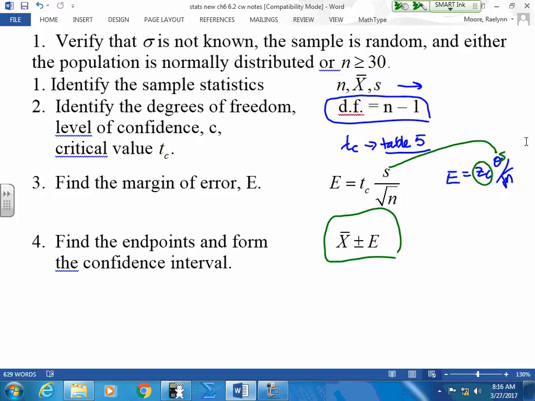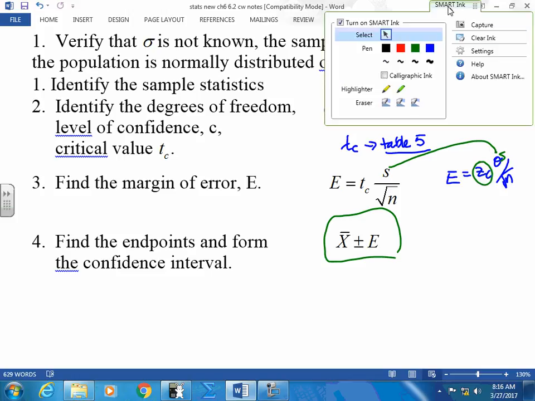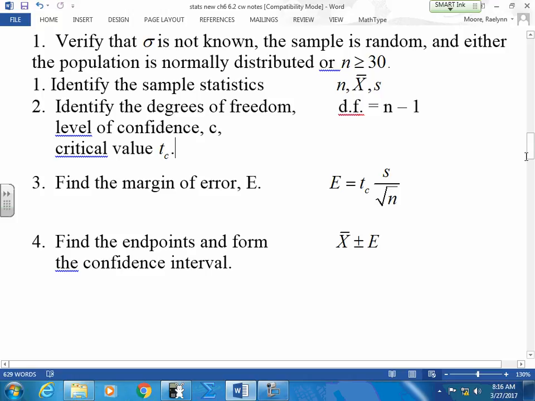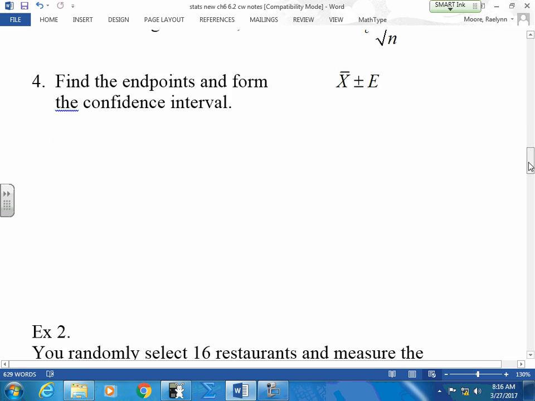We build the interval the same exact way: x̄ plus or minus my margin of error. We'll walk through this, and then I'll walk through a calculator step as well. That's how easy this is. So some of you might need a little bit of reinforcement from 6.1. This will be a good reinforcement. 6.1 basically works the same concept, just a little bit cosmetics. It's different.